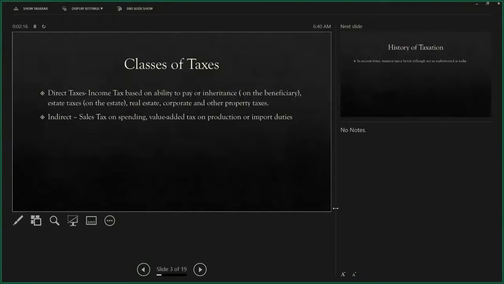There are also indirect taxes, which are sales taxes, basically, or it could be value added or import duties. Sales taxes are what we think of normally when we go to the store and buy something and have to pay a sales tax. We don't have a national sales tax. The individual states have sales taxes. Not all states have sales taxes. Some do, some don't. Not all states have income taxes. Some do, some don't.